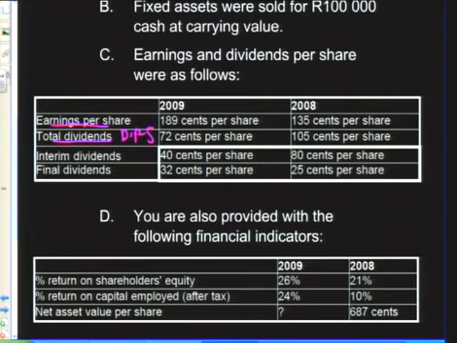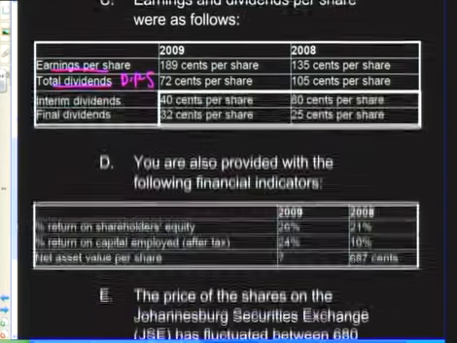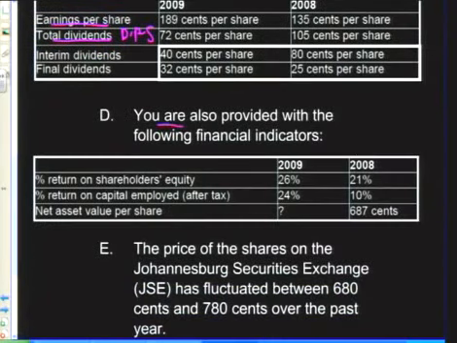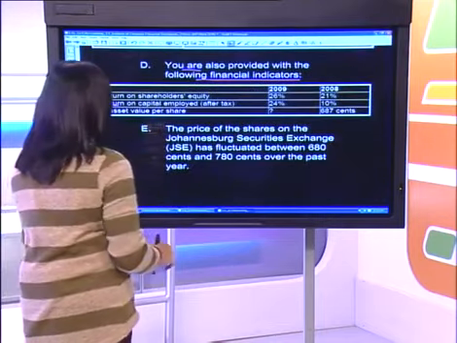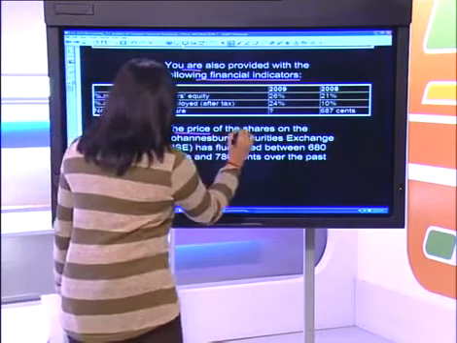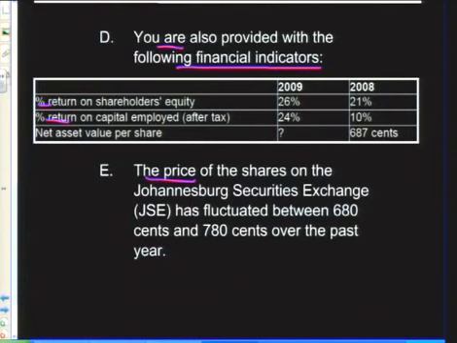They've broken it down into interim and final. And then at the bottom, you are provided with the following financial indicators: percentage return on shareholders' equity, return on capital employed, and then my net asset value per share. Okay, right, and then there's a last bit of information here, which I'm going to read. The price of the shares on the Johannesburg Securities Exchange, or the JSE, has fluctuated, meaning it's obviously going up and down, between 680 cents and 780 cents over the past year.